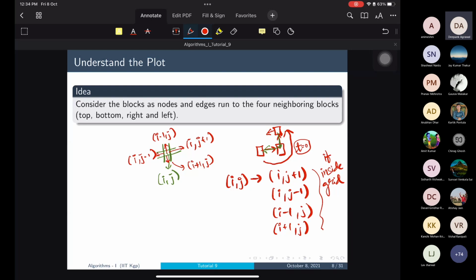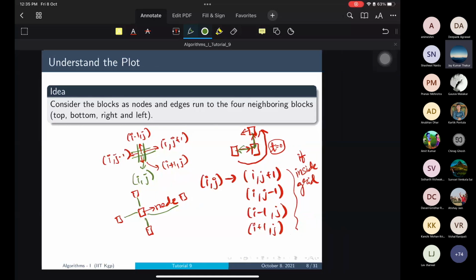Okay, so you can consider a particular block as a node in a graph, and then connect it using an edge to its adjacent cells, right? Is this clear? Like how to project it as a graph problem? Yes, sir. Okay.